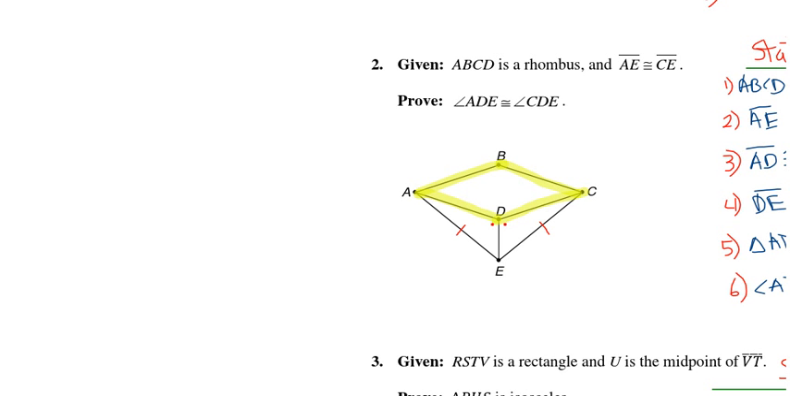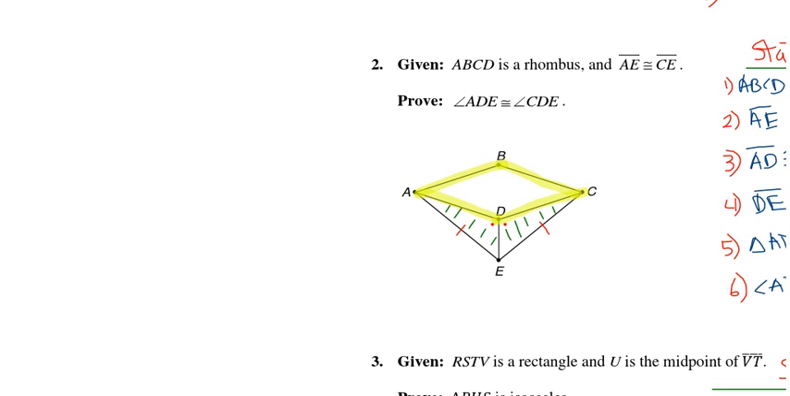Okay, so if we want to prove angles congruent or segments congruent, like in this case we want to prove angles, remember that we first need to prove congruent triangles and then we will use CPCTC. So in this case, in order to prove that these two angles are congruent, we will need to prove that these two triangles, which I'm putting in green, are congruent, because that is the only way to show that these two angles are congruent.